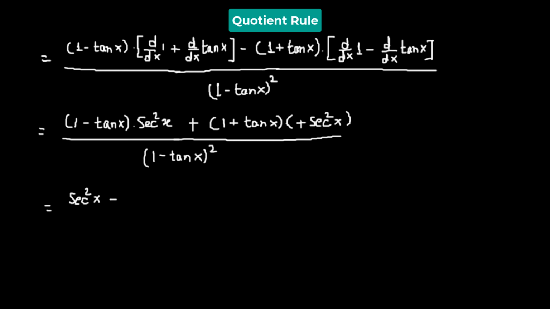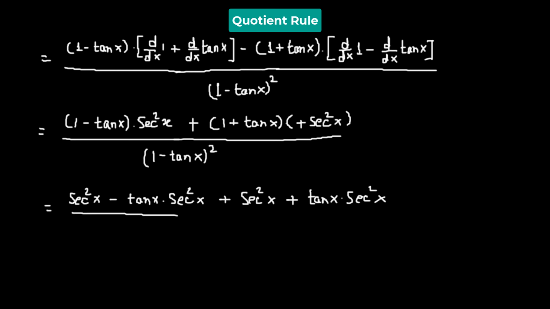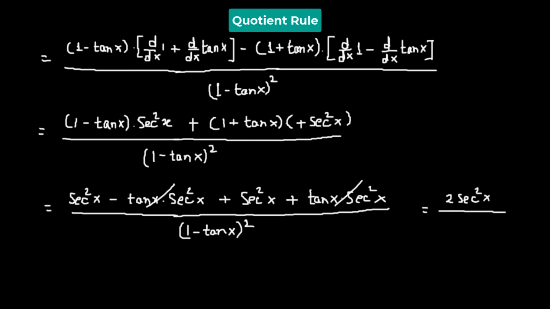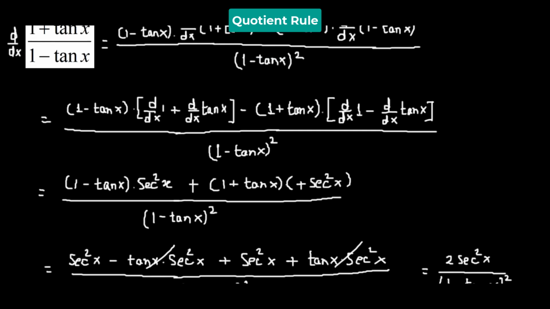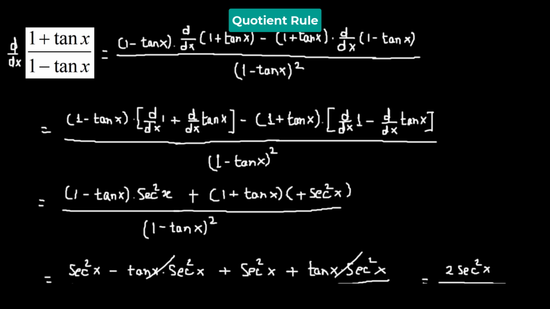x minus tangent of x times secant squared x plus secant squared x plus tangent of x times secant squared x, now divided by 1 minus tangent of x whole squared. So in the numerator, tangent of x times secant squared x will get cancelled since they are additive inverses of each other. That leaves us with 2 times secant squared x whole divided by 1 minus tangent of x whole squared. So this is going to be the derivative of the function 1 plus tangent of x over 1 minus tangent of x with respect to x.